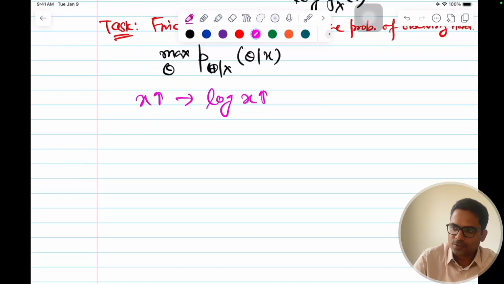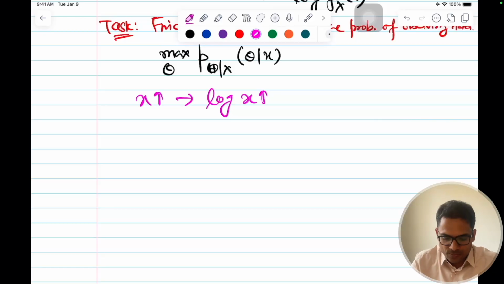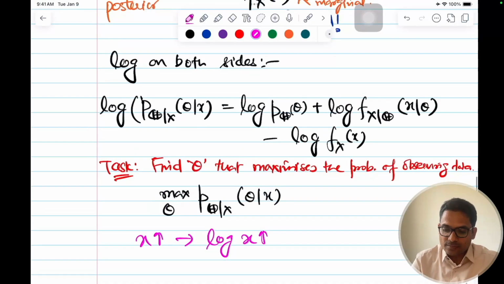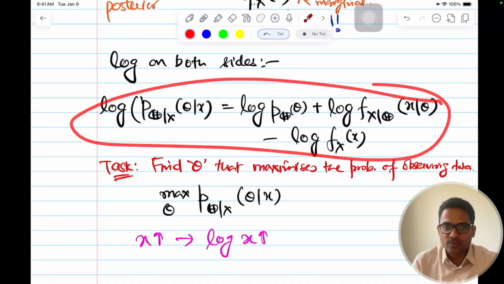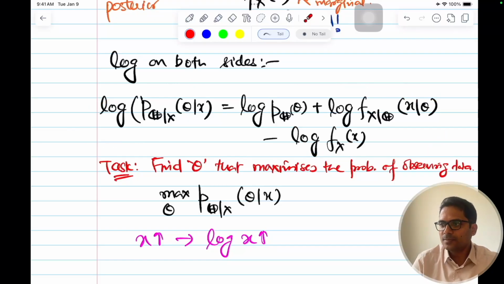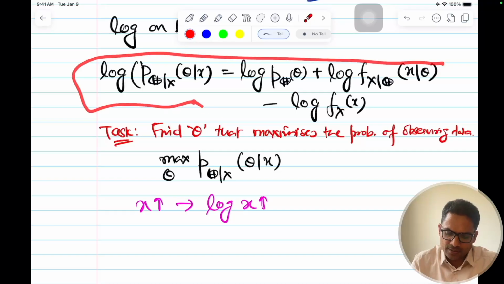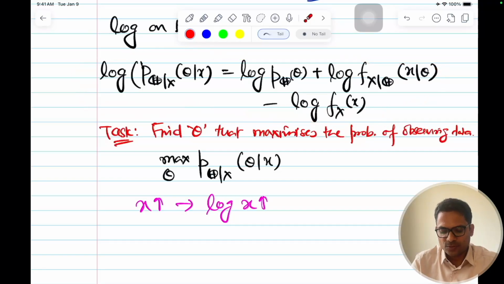So what do we do? Generally when we try to find the max of something, what did we do earlier? We take the first derivative and equate it to 0. That will be our point of optima, maxima or minima. But here taking the derivative of this and equating it to 0 will be very difficult, and also we don't need to do that. We can have a simpler way to solve this.